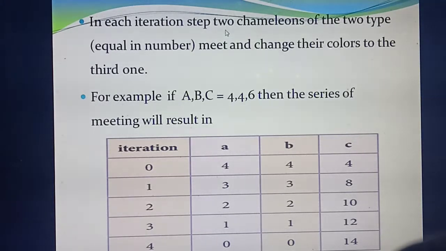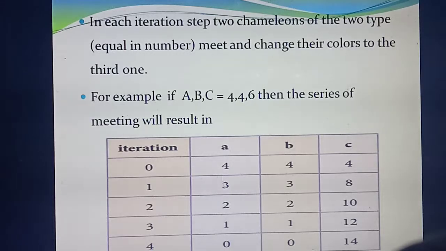Understood? Okay. So listen. For example, they are giving the values of A, B and C. The value of A is 4, the value of B is 4, and the value of C is 6. To draw this tabular column, I am telling one easy step. First you need to add these numbers. Add 4 plus 4, 8. 8 plus 6, 14.